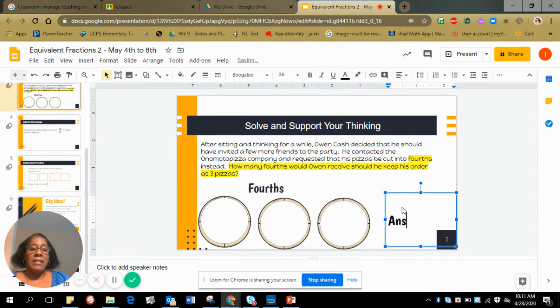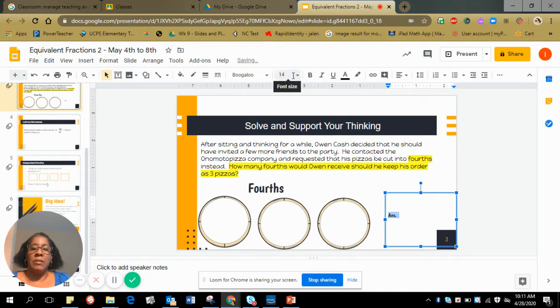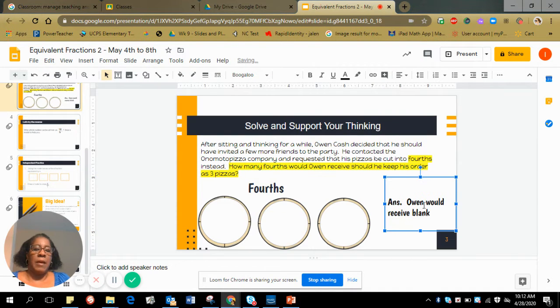So in this case, our answer sentence, and this is way too big. So let's make it a little smaller. Now this is too tiny. Just bear with me. So in this case, Owen would receive blank. Then let's bring it up a bit. Why did I type blank?